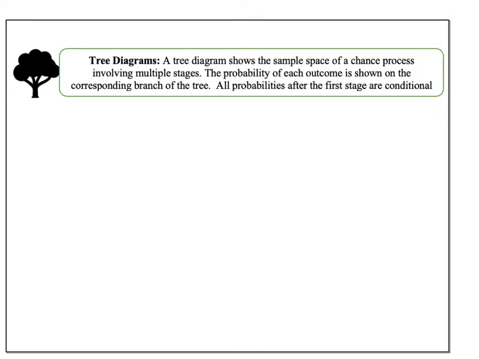Now I'm going to show you how to use a tree diagram to calculate probabilities. So a tree diagram shows the sample space of a chance process involving multiple stages. The probability of each outcome is shown on the corresponding branch of the tree. And all probabilities after the first stage are conditional probabilities. One of the big questions from kids is often, well, when do I use a tree diagram versus a contingency table? So definitely when it gets more complicated with lots of stages, I definitely use a tree diagram. Sometimes both will work.